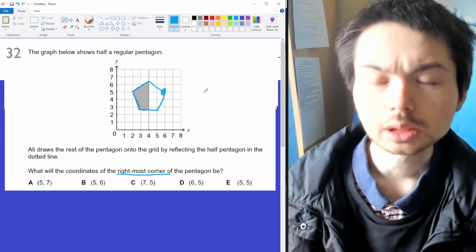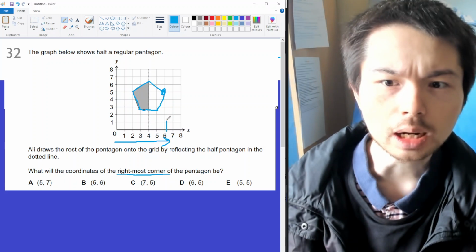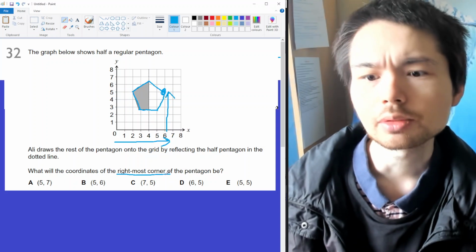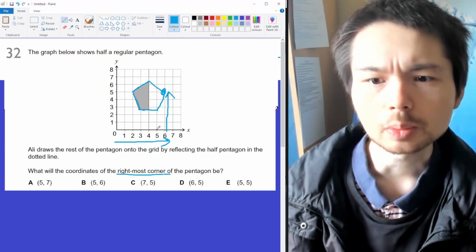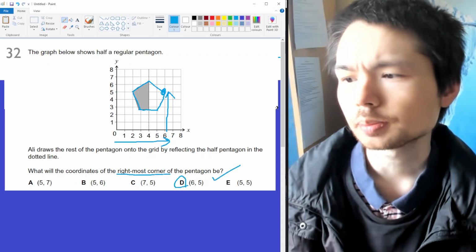Rightmost corner. How do we tell coordinates? You go along and then you go up. So it'll be 6, 5. We go along 6 and then we go up 5. D is the answer.